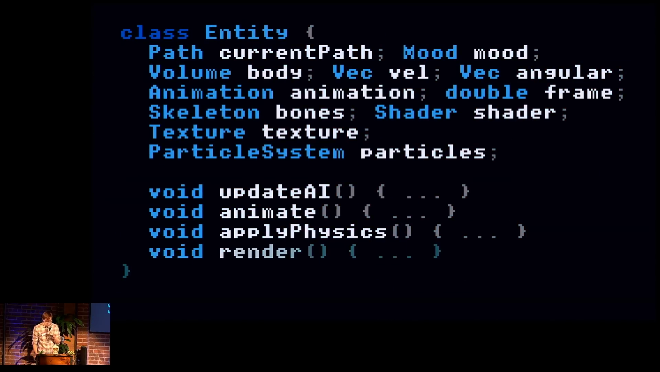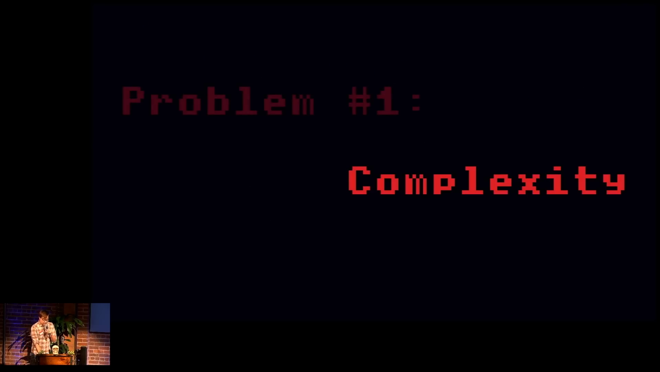So you can imagine just jamming it all in one class, which is what they did in the 90s. And if you talk to old game developers, you'll hear horror stories of a game object class that was like 20,000 lines of code. So that's bad. So problem number one is complexity. You have this one entity class that touches a lot of domains, and everything is jammed together.